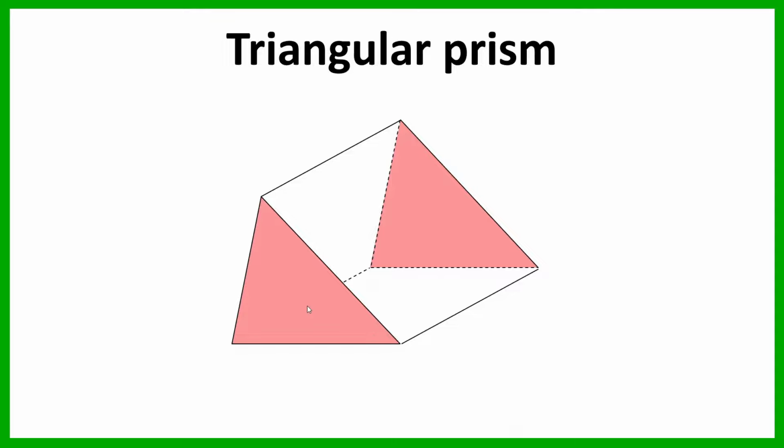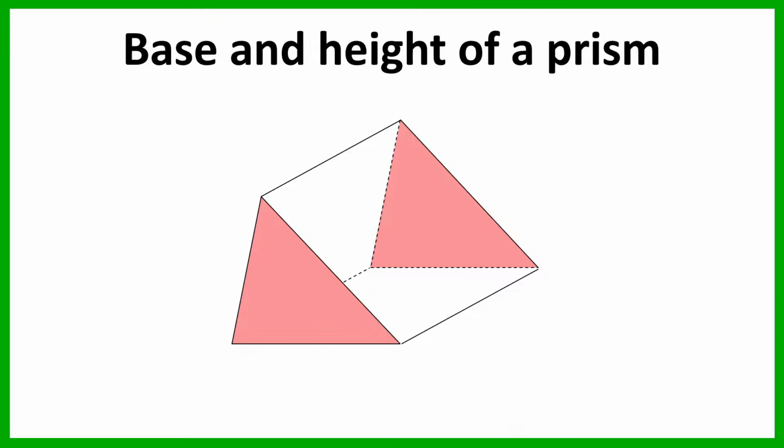Okay, now looking at the base and height of a prism. The base is the two faces that are opposite each other, which are the same as each other. So like in this one over here, the two triangles are going to be my base shapes. Then the height of the prism is the distance between the two bases, between the two ends. So that's the height of the prism.